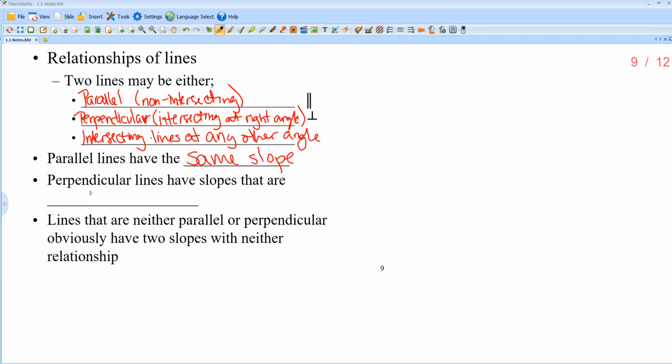Perpendicular lines have slopes that are opposite reciprocals. We'll talk more about opposite reciprocals if you don't remember. And lines that are neither parallel nor perpendicular obviously have two slopes with neither relationship. So they don't have the same slope, they don't have opposite reciprocal slopes. They might have opposite slopes, they might have reciprocal slopes, but they don't have both of those, or it could just be totally unrelated.